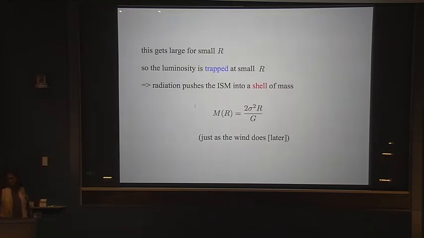What else can you see? You can see from the way this falls with r that it gets very large for small r. It's a 1 over r dependence, right? And so the luminosity gets trapped at very small radius. The radiation will tend to push the ISM into a shell of mass, which we can calculate, the mass of the shell. That's proportional to r, and we know that a lot of the radiation gets trapped in the inner regions.